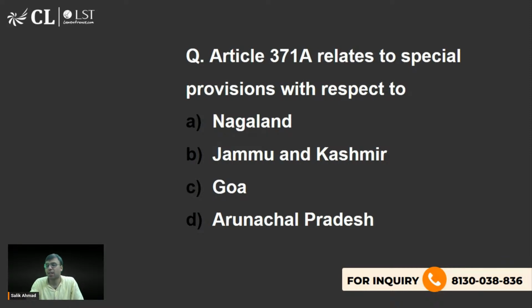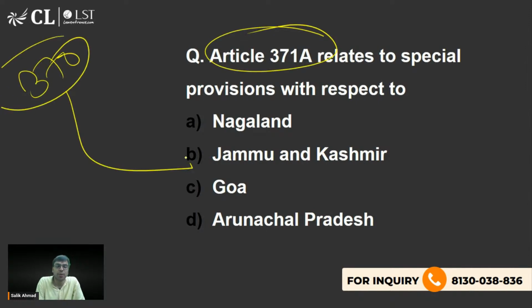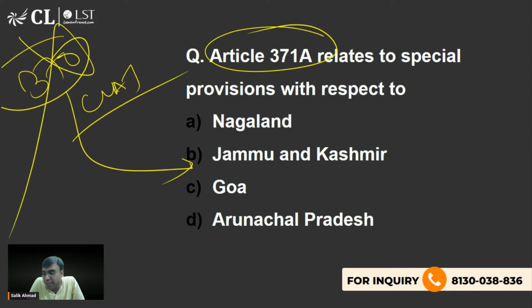ये भी क्वेश्चन आया हुआ एक्चुअली. 371 capital A relates to special provision with respect to Nagaland, Jammu Kashmir, Goa, Arunachal. मतलब देखो एक तो आर्टिकल 370 दिस वाज रिलेटेड विद जम्मू एंड कश्मीर, ये पूछा भी गया था क्लैट में और ये आसान क्वेश्चन था. बट स्टिल इवन आफ्टर 370 देयर आर लॉट ऑफ अमेंडमेंट्स.